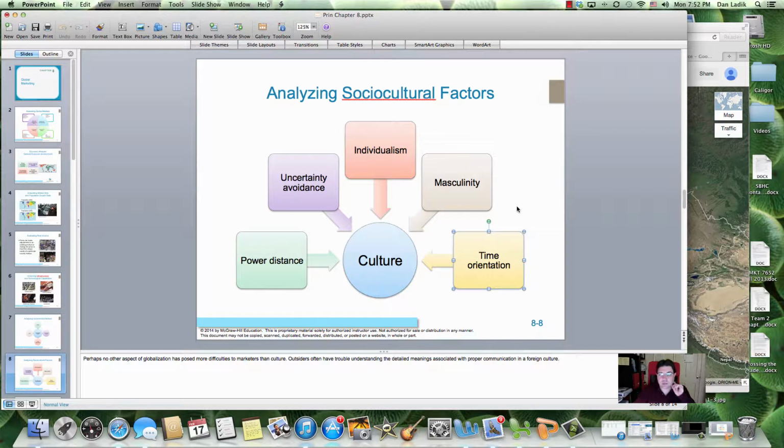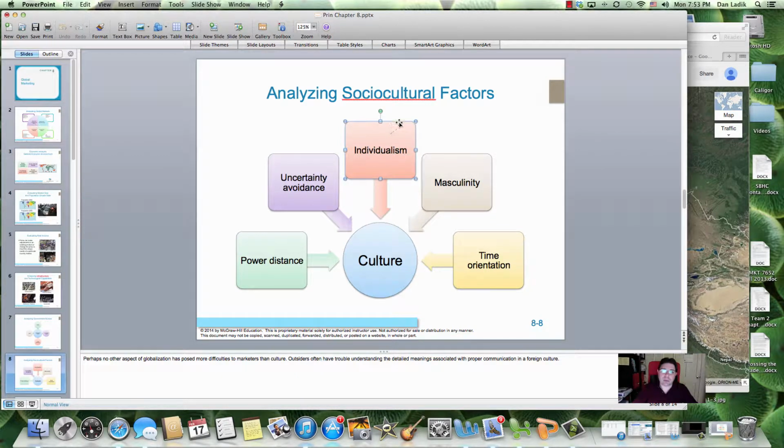Time orientation. For my students in class that are familiar with it, Latin American culture has a different concept of time. 8 o'clock is not 8 o'clock. If you get invited to someone's house and the party begins at 8 o'clock, if you were to show up before 9, that would be an embarrassment. You're very fashionably late. But there are other cultures where time orientation is different: U.S., Germany, time is time. 9 o'clock is 9 o'clock.